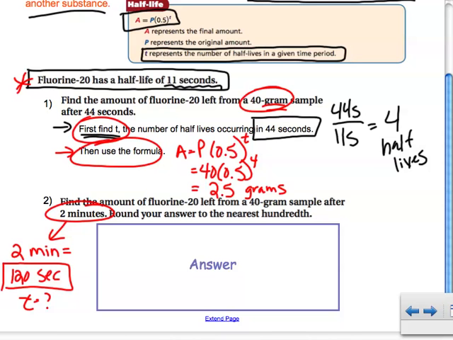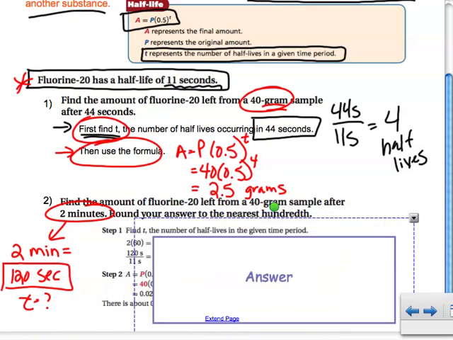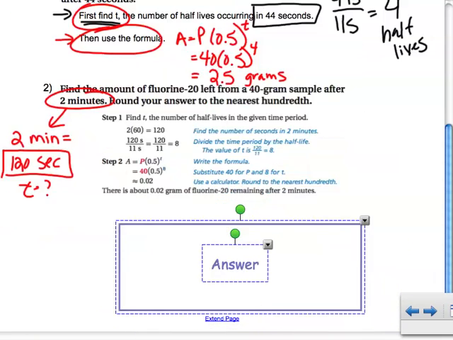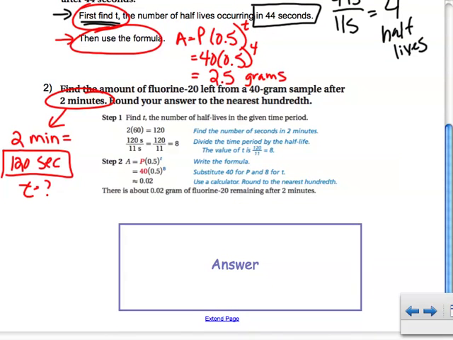All right, let's talk about this last example. Fluorine. Oops, I'm sorry. That is supposed to disappear. We'll just slide it down here. Okay. Step 1 is to find T. And if I have 120 seconds and I'm dividing them into 11-second intervals, I'm going to have about 8 half-lives. I don't think that is an exact number. 120 divided by 11. I didn't get 8 at all. I'm punching something very different into my calculator, maybe.